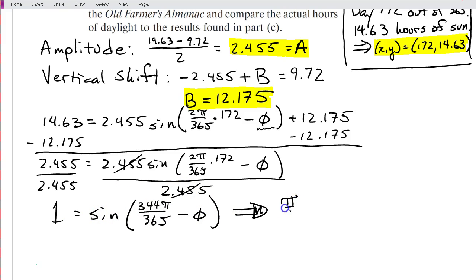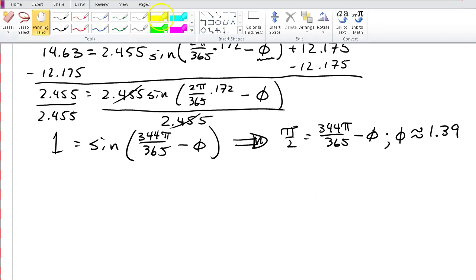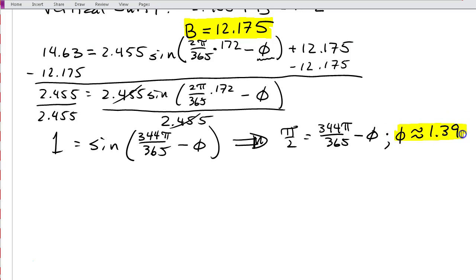So I know that pi over 2 is equal to 344 pi over 365 minus phi. And we'll do everything in decimals here, so I'm going to subtract this from both sides. And we're going to end up with phi is about 1.39. So if you want to go ahead and pause the video and verify that you can get that on your calculator, this is the last value that I need in my equation.